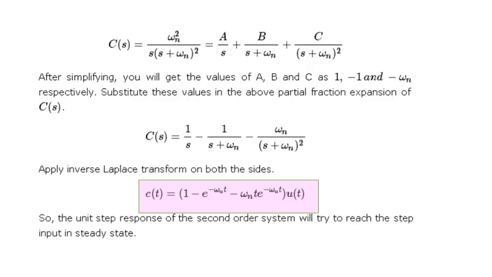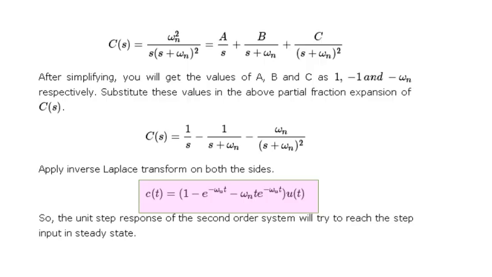Substituting the values in the C of s equation and taking inverse Laplace transform, I get 1 minus e power minus omega n t minus omega n t e power minus omega n t into u of t. So what you can see here is that you do not have any cosine term or sine term present. So the expression does not have any oscillatory waveform. It has only a decaying waveform, since e power minus is there, which means that the waveform is decaying.